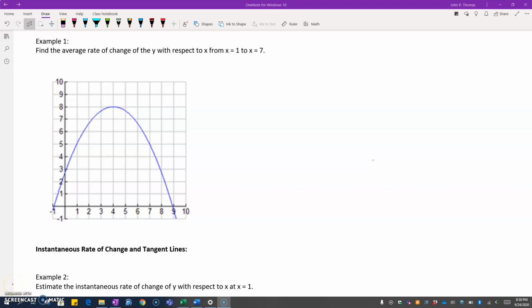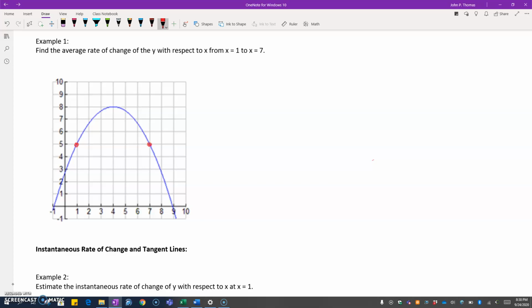So let's take a look at the notes. First example here says find the average rate of change of y with respect to x from 1 to 7. All right, so this is looking for the slope of the secant line. So we're going to go over to 1 and identify that point. We're also going to go over to 7 and identify that point.